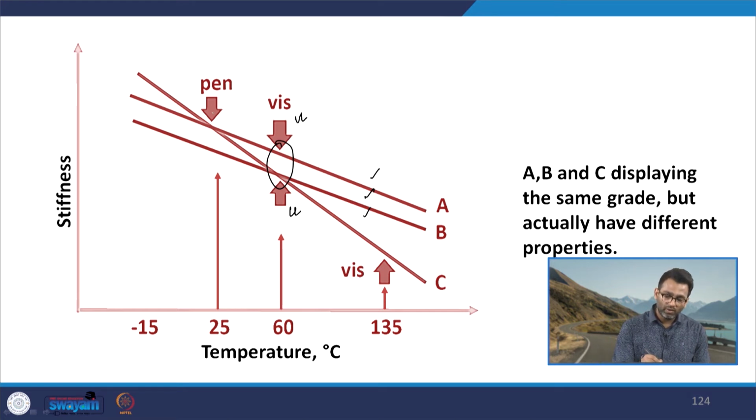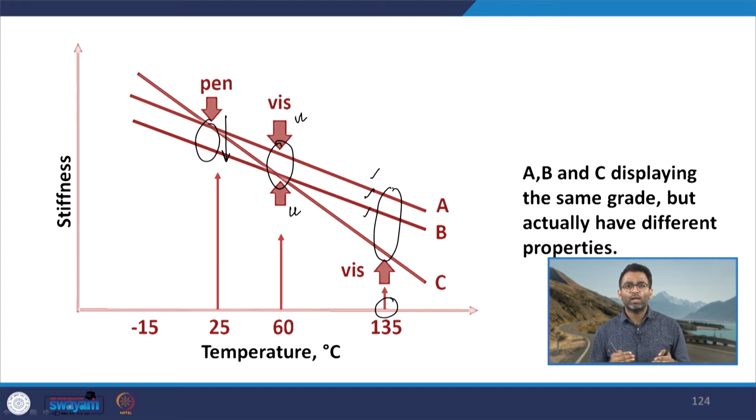So, if this is 25 degrees Celsius, then all these 3 bitumens have the minimum penetration value at 25 degrees Celsius. Similarly, at high temperature or 135 degrees Celsius, there is a requirement that there should be a maximum viscosity of the bitumen sample for pumping criteria. So, here all the 3 bitumens satisfy that criteria. If we are given these 3 bitumen A, B and C and we are asked to grade this bitumen, we will actually end up grading this bitumen under the same grade.